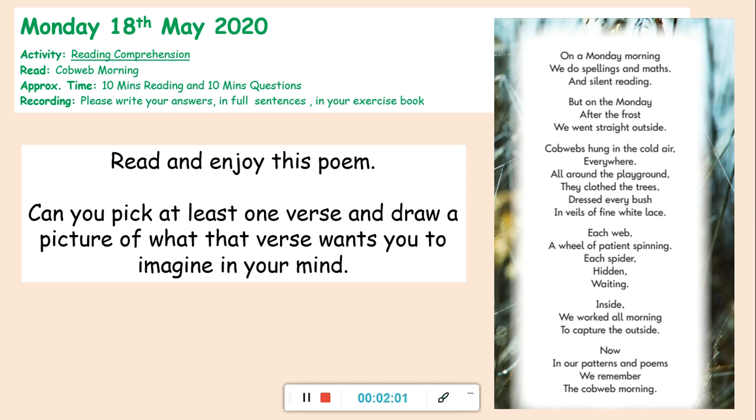Okay, hopefully you've all had a little go. So if Mrs. Mulliner decided to use this bit, cobwebs hung in the cold air everywhere, my picture would be of cobwebs hanging in the cold air all around the playground. So I'm going to draw a playground with some cobwebs on. They clothe the trees. The trees are going to be covered in them, and they dress every bush in veils of fine white lace. So I would have a picture of a playground with trees, bushes, and all of those cobwebs hanging everywhere. So hopefully you've had a little go at that, and it's a different way of doing some reading comprehension. So I hope you find that fun.